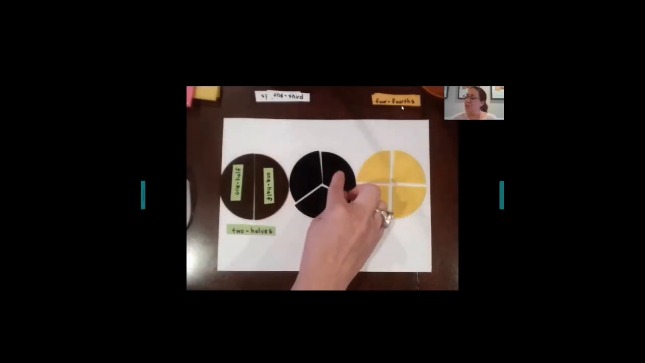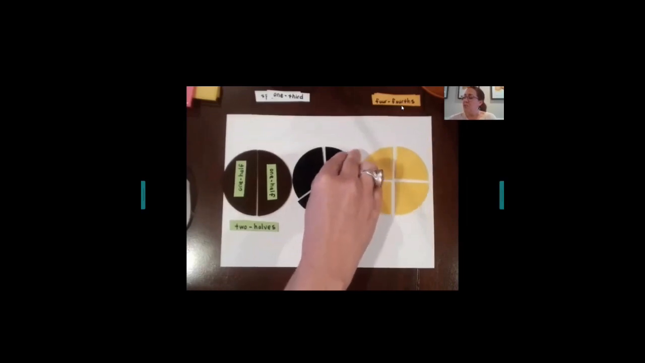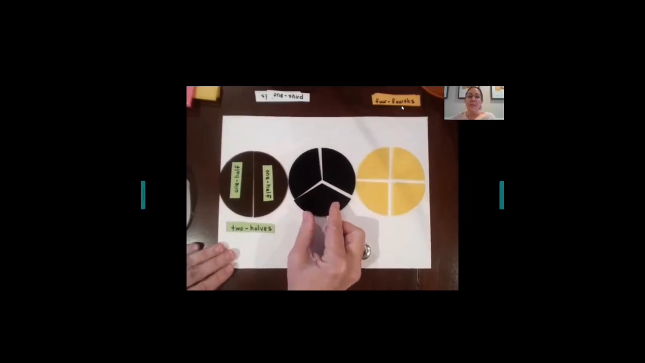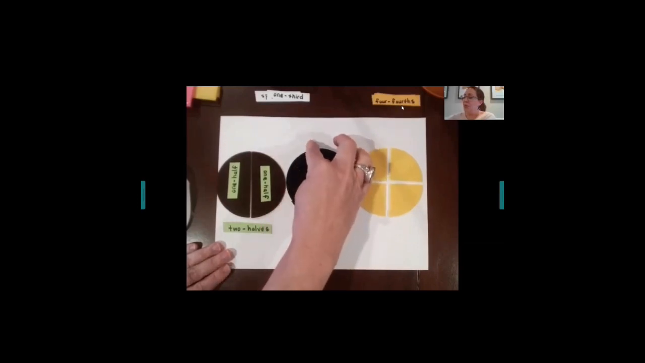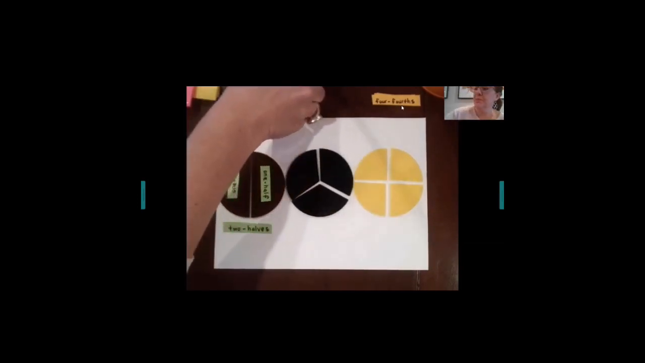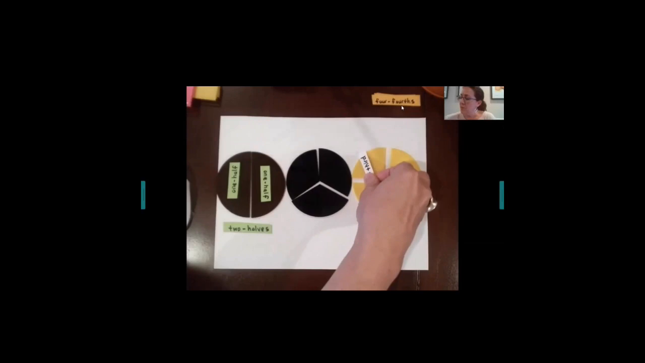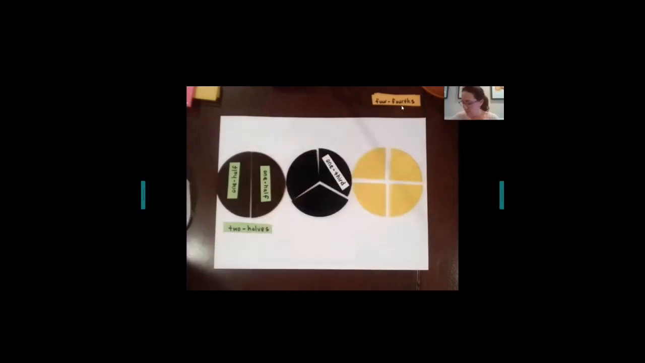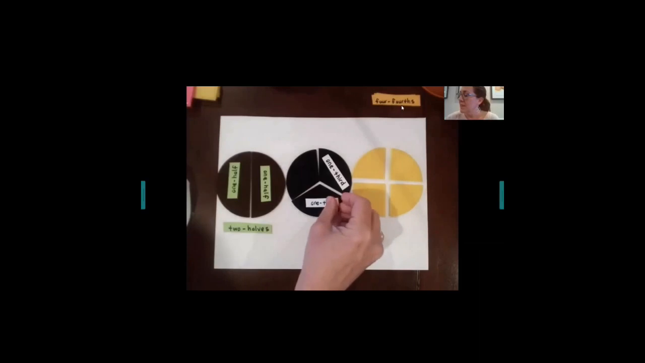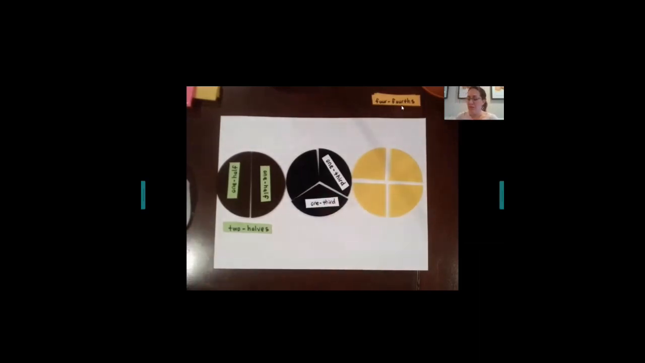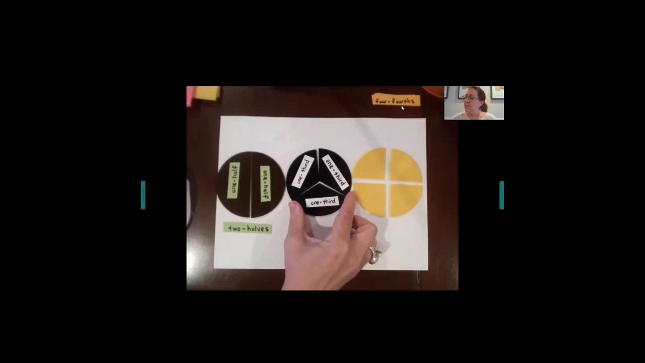Now, if I'm going to talk about and describe these pieces here, I have partitioned this circle into three equal parts. So we call those thirds. This piece is 1/3. That piece is 1/3. This piece would also be called 1/3. And this piece would be called 1/3. So they are equal shares. There is the same amount of space inside of here, and each one is called 1/3.